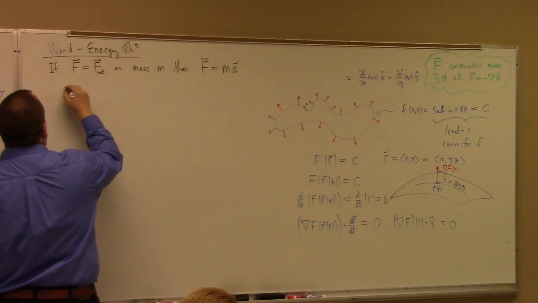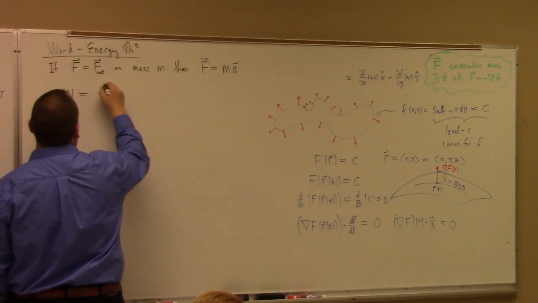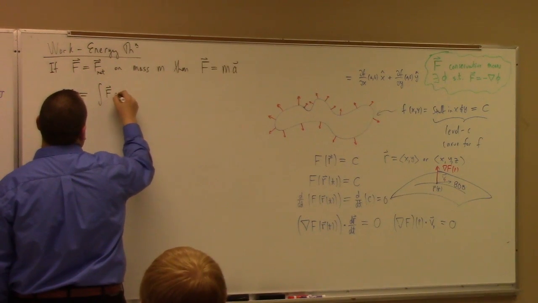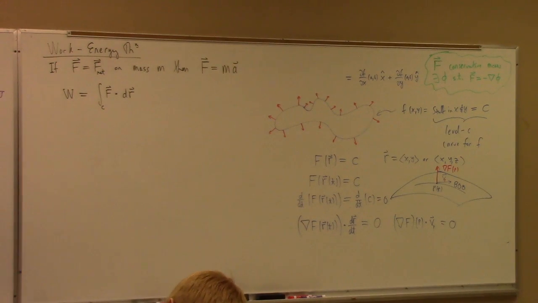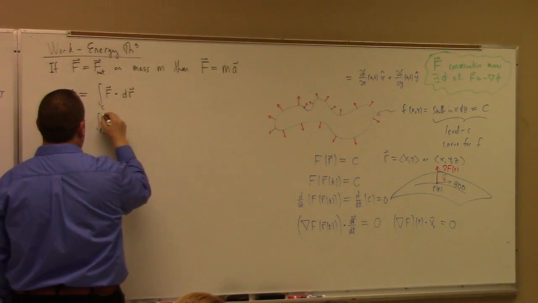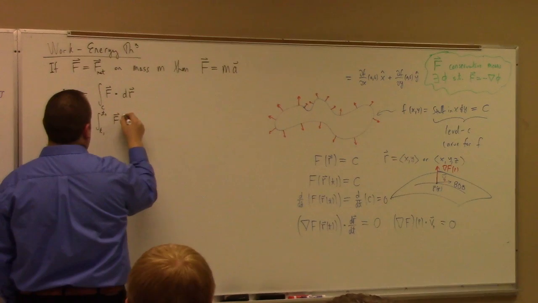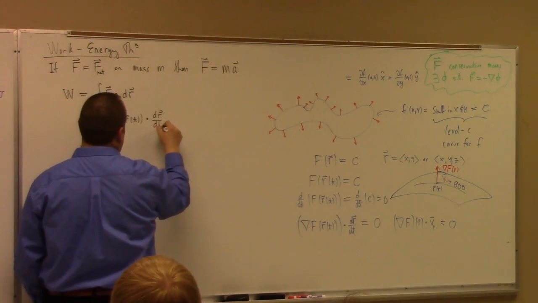Then you can calculate the work done. What is the work done by such a net force over some path C? And I'm going to assume the path is again parameterized over some duration of time, say time 1 to time 2. Okay, so by definition, this is the integral from t1 to t2 of F of r of t dotted with dr/dt dt.